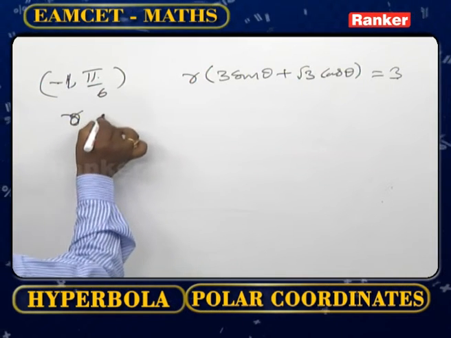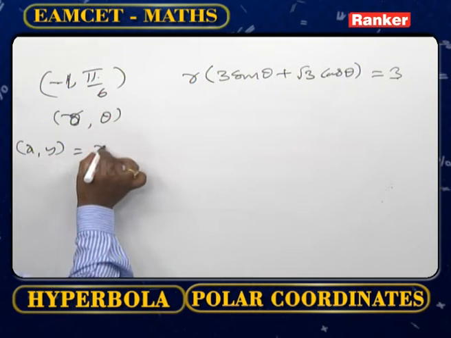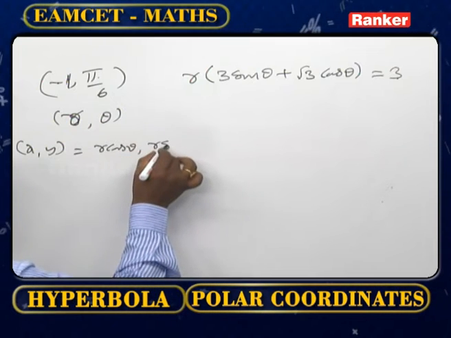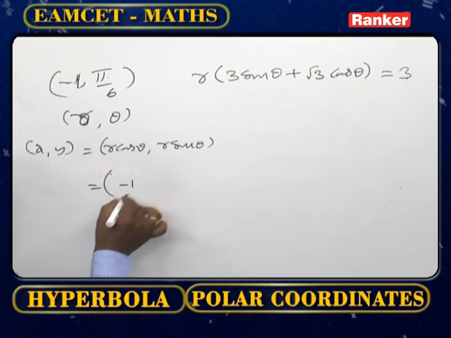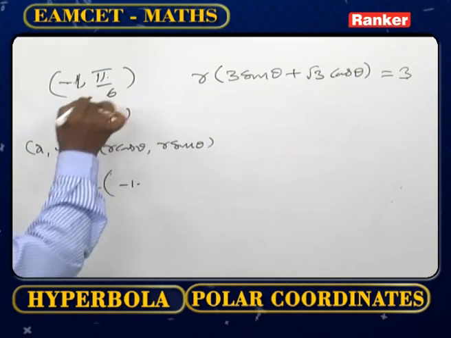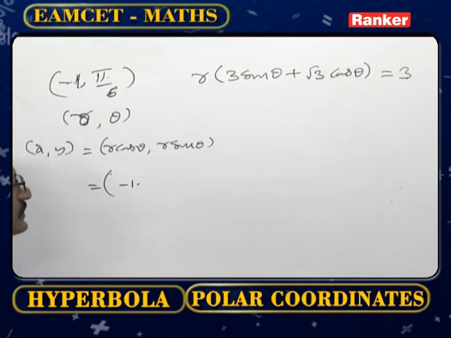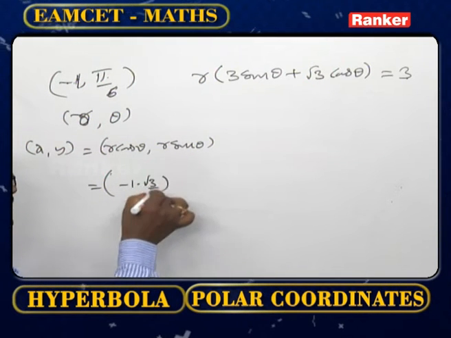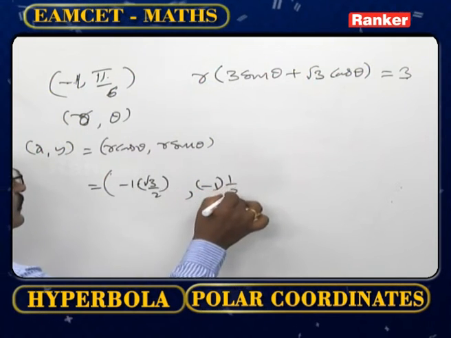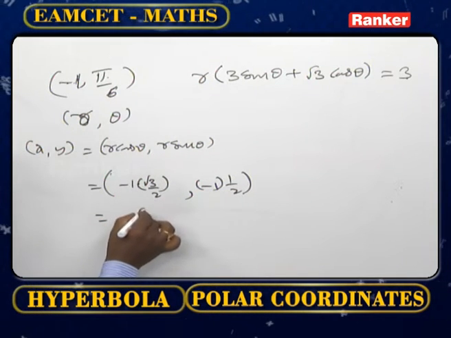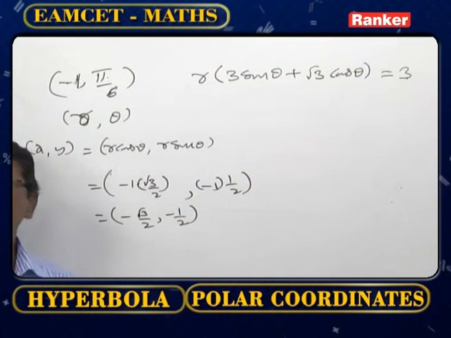Now, here given r comma theta, first x comma y equals r cos theta comma r sin theta. Here r equals minus 1. Now minus 1 into cos theta, cos pi by 6, cos 30 degrees equals root 3 by 2, comma minus 1 into sin 30 degrees, 1 by 2. Therefore the point is minus root 3 by 2 comma minus 1 by 2.